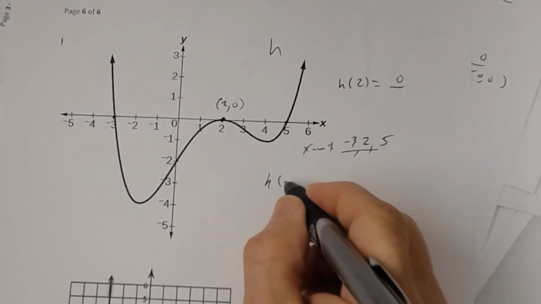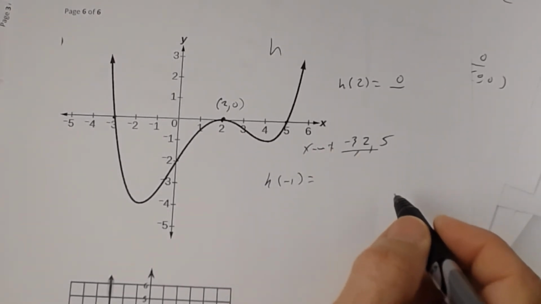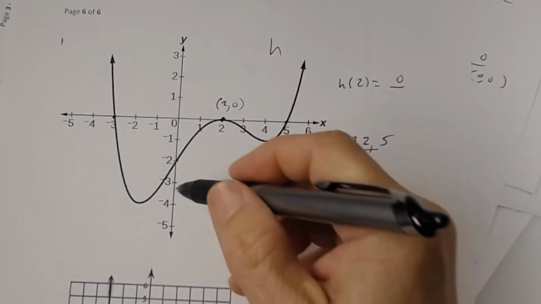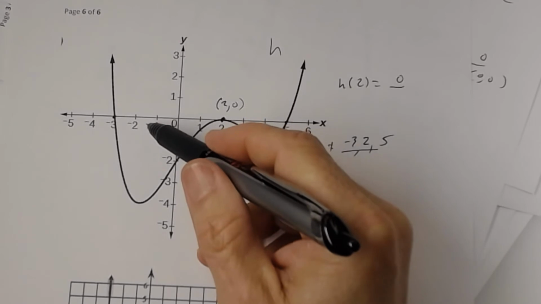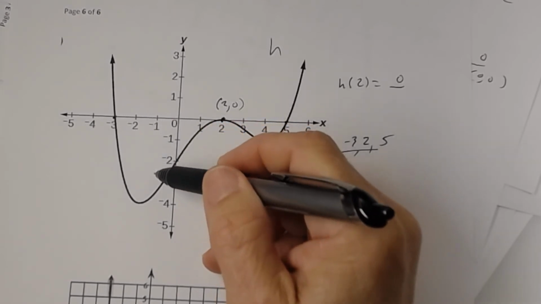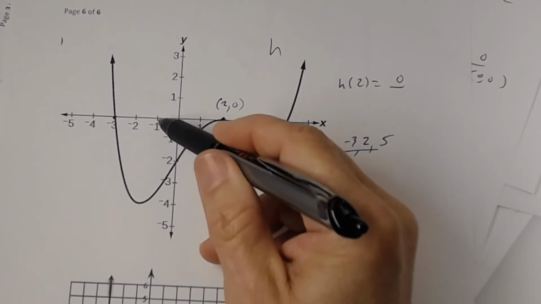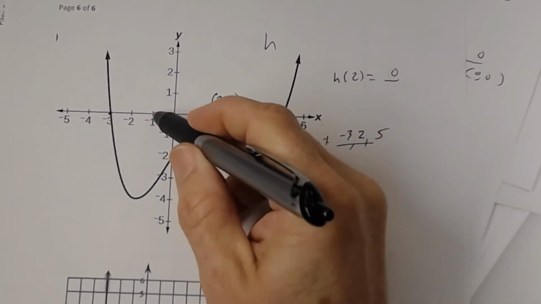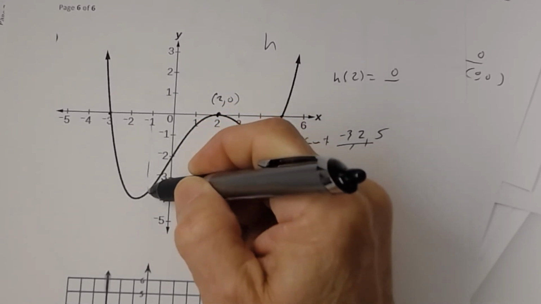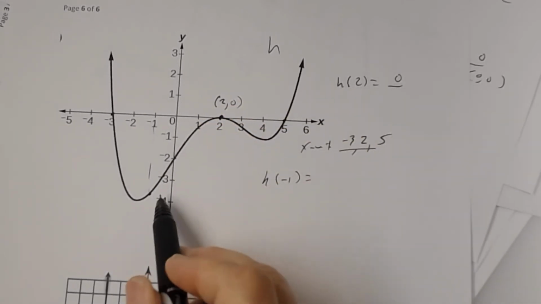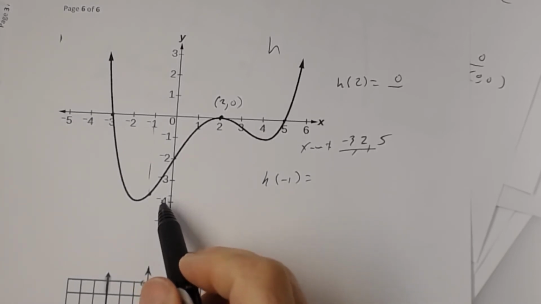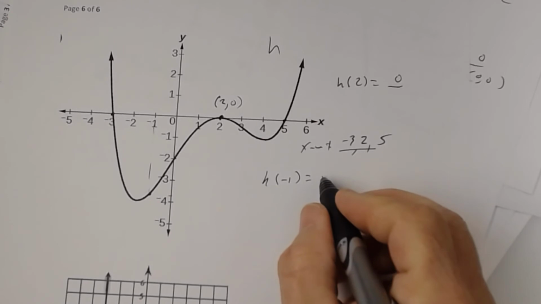What's h of -1? Yeah, so that's not a good one to use, is it? So for -1, just kind of do something like this. Just use a ruler if you can. So it's about right here, right? So it's more than 3.5. So let's say about -3.8, -3.9, something around there.